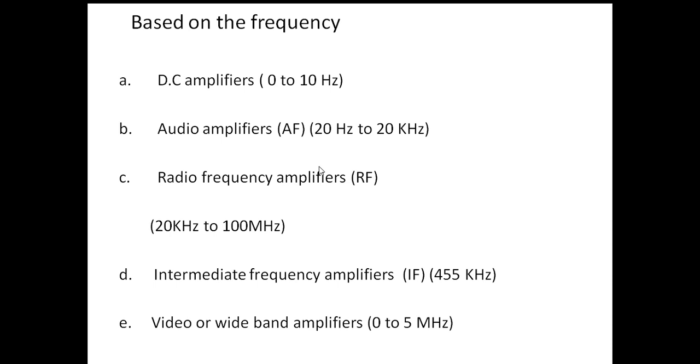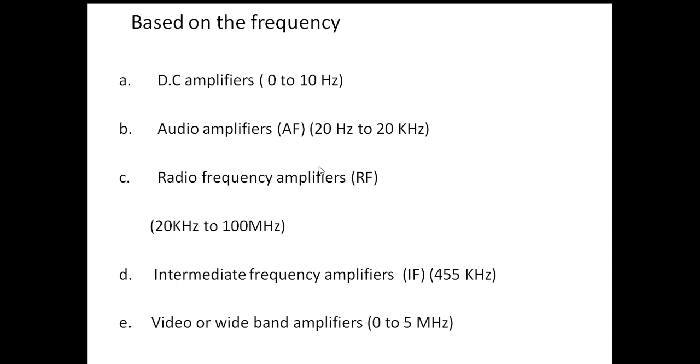Next, more than this 20 kilohertz, that is the third one: radio frequency amplifiers. The radio frequency amplifier frequency range is 20 kilohertz to 100 megahertz. It comes under the third classification, that is radio frequency amplifiers, 20 kilohertz to 100 megahertz.